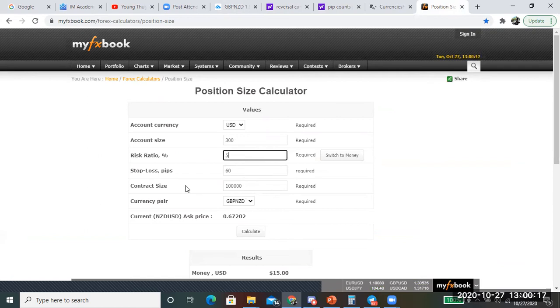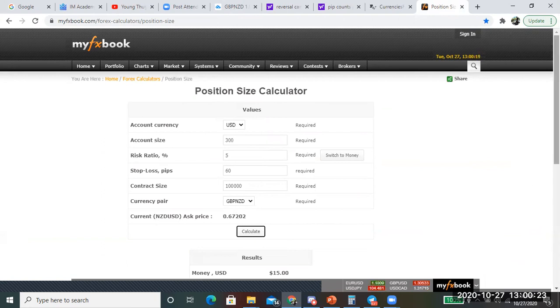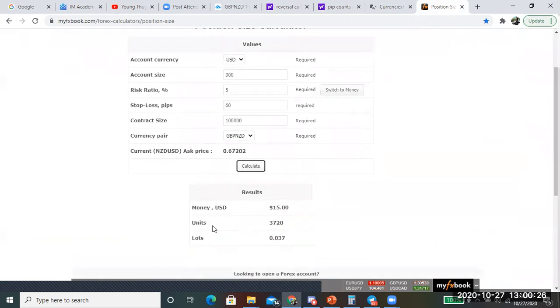Next thing you're going to do is skip contract size. Don't worry about that. You're going to come down to currency pair. You're going to pick GBP NZD. Then you calculate. Boom, calculate. Then it's going to give you your lot size. This is the lot size that you're going to use.